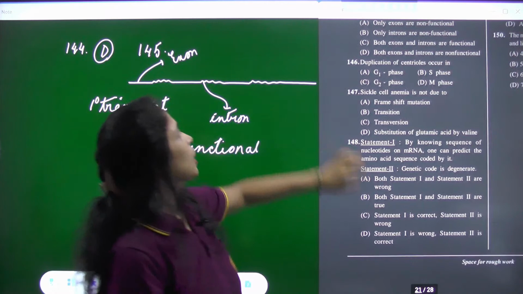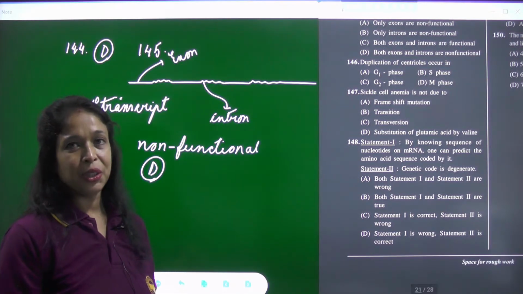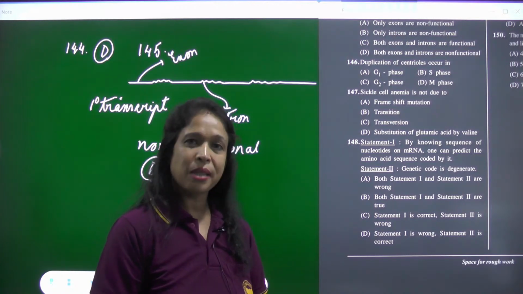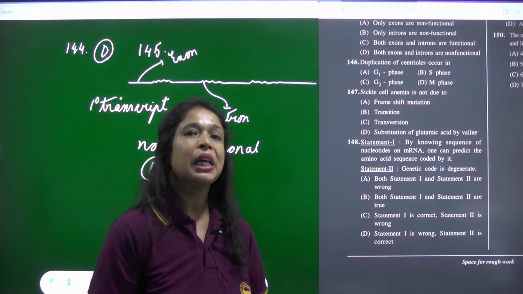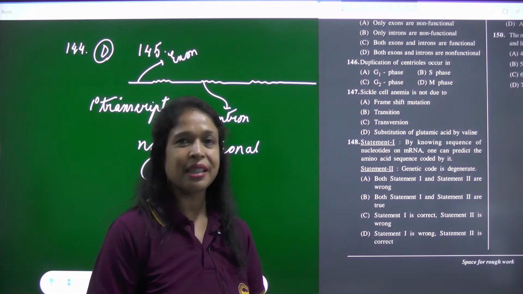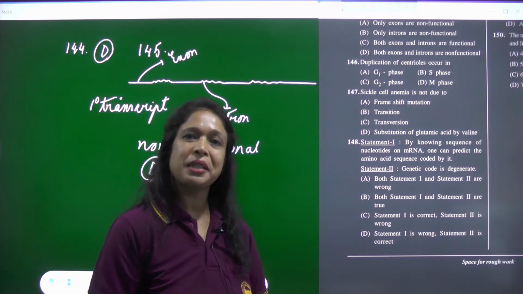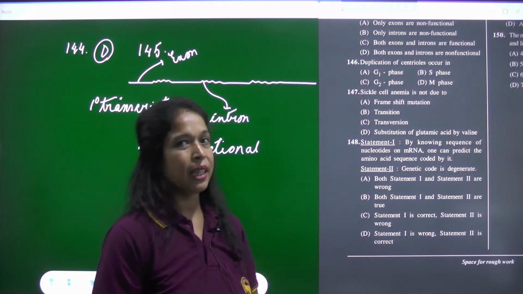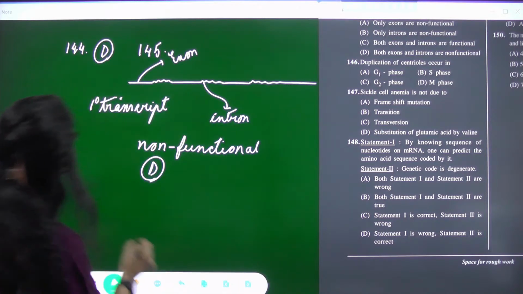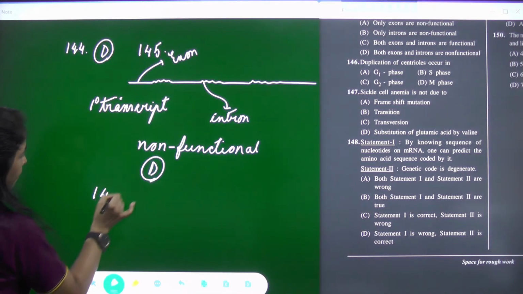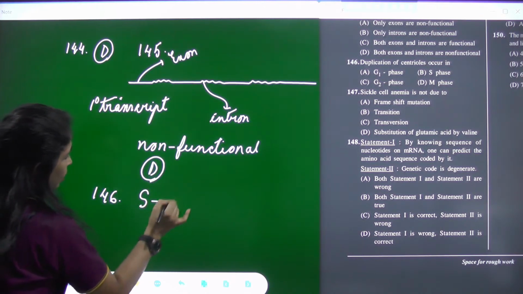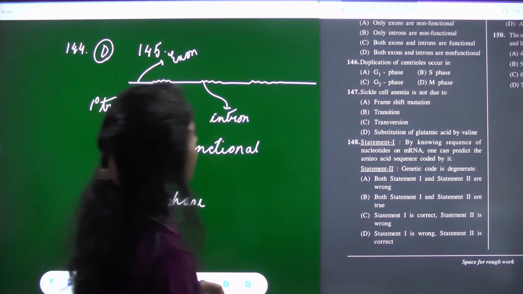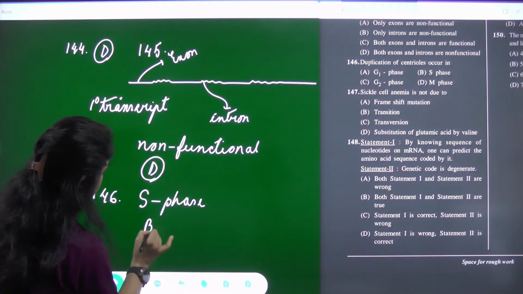Well, next one, 146, duplication of centriole. So students, one more question was given related to this. Maximum cell organelle duplication will occur in the very first phase of interphase, that is G1. But duplication of centrosome, duplication of centriole, will occur in the second phase, that is the synthetic phase. So for 146, centriole duplication will occur in S phase, the synthetic phase of the cell cycle. So the answer is B.